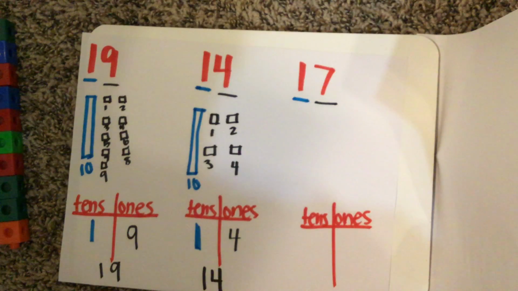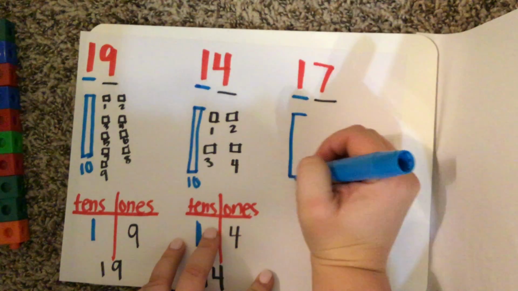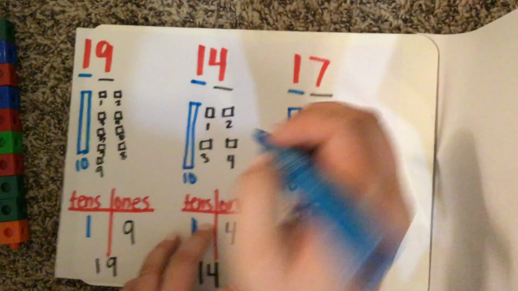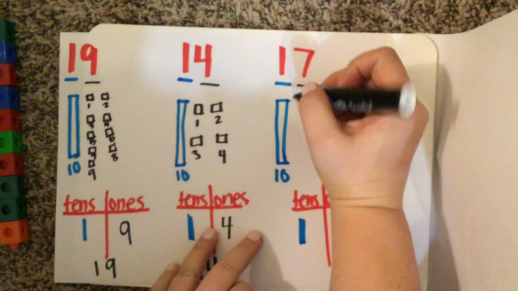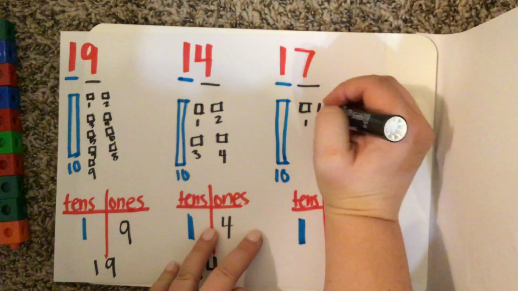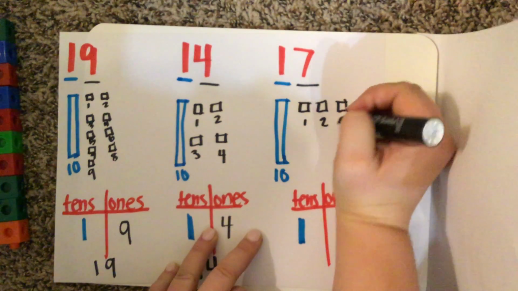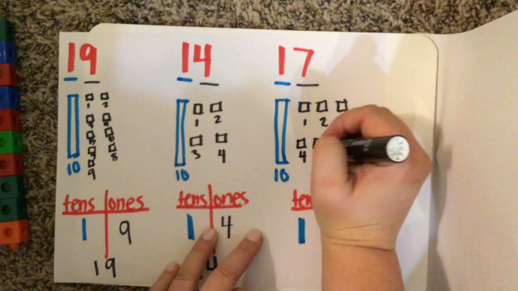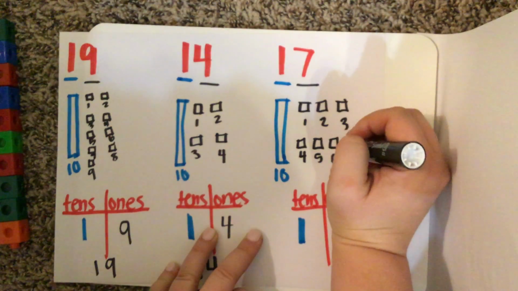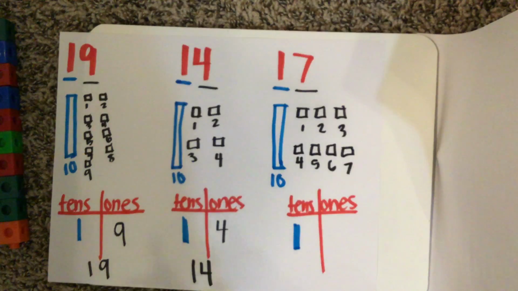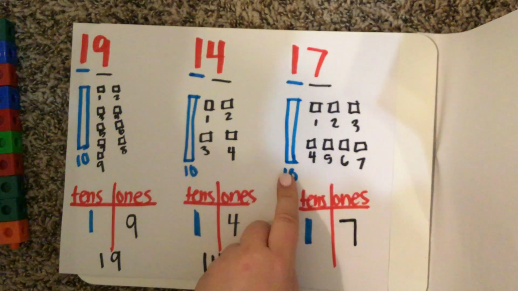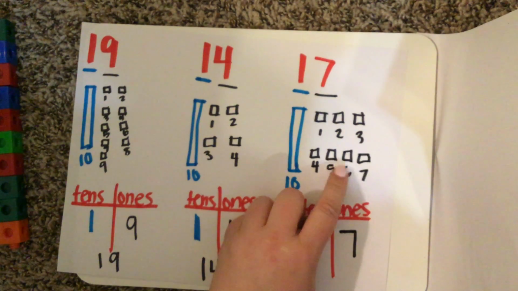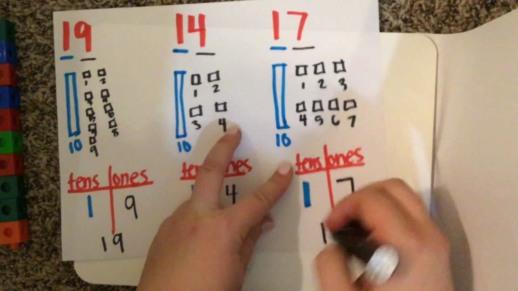At this point, based on the teaching point, you all know that every teen number has one group of 10. So I can quickly and easily draw my rod for 10. And then now I know I have 1 10, and I'll draw my ones and label. 1, 2, 3, 4, 5, 6, 7. How many black squares do I have? How many ones? I have 7. So if we count it, it goes 10, 11, 12, 13, 14, 15, 16, 17 to give us our number of 17.